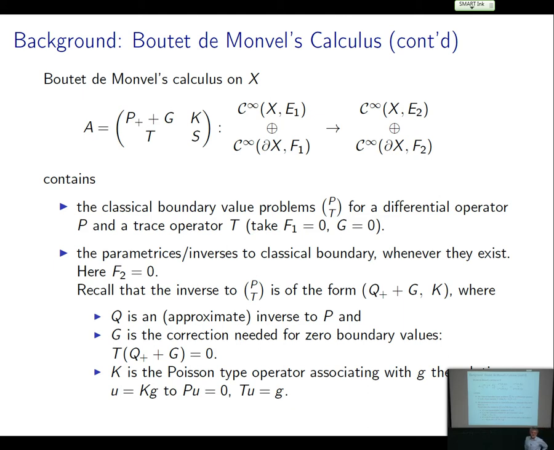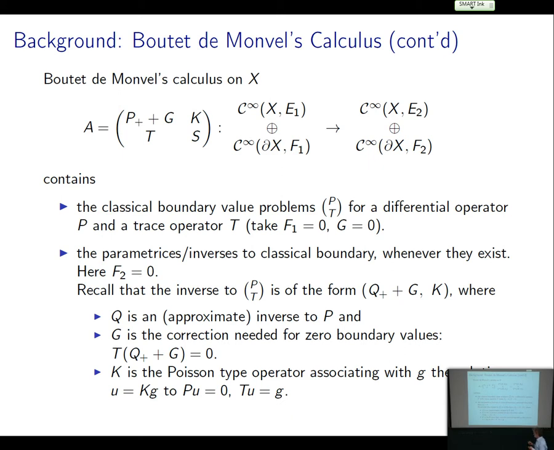One reason is it contains all the classical boundary value problems, because you can simply set this bundle F1 to 0, then K and S disappear. You take G equals 0, P a differential operator and T a trace operator as for boundary value problems. So that's a fine situation. These are inside. What turns out is also the inverses to the classical boundary value problems, or more refined, the parametrices, will be part of this.